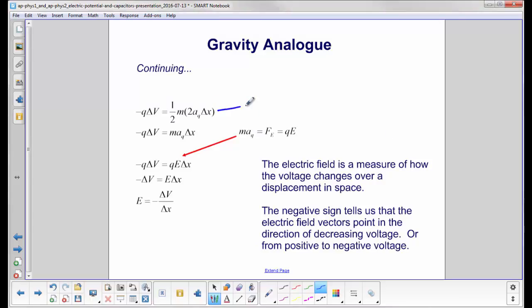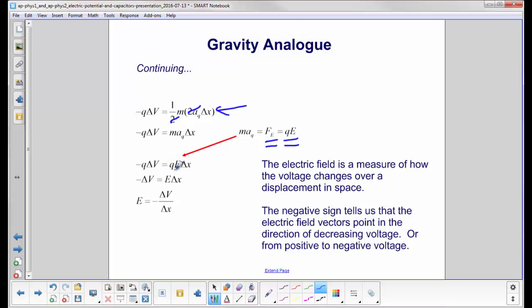Here's where we were on the last slide. I will cancel the 2's, and I have minus q delta V is equal to m times the acceleration of the charge times delta x. Recognize ma? Of course, that's the force. And in this case, it's the force due to the electric field. Inside a parallel plane, or actually anywhere, the force on a charge is equal to q times the electric field. Within the parallel planes, we're fortunate in that E is constant. So we are going to replace this ma with qE, right? ma equals F equals qE.